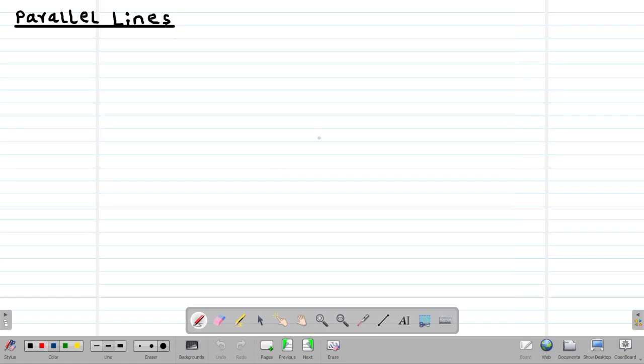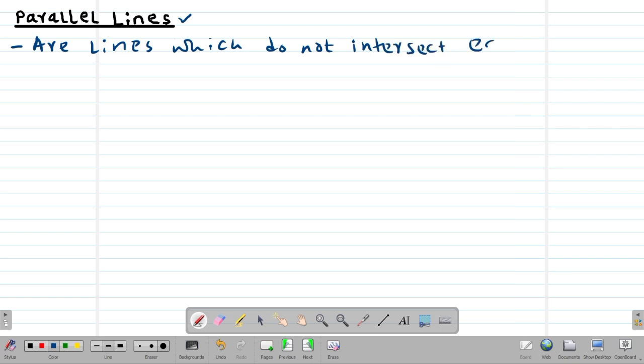Welcome to today's class. It's our second lesson on a Form 2 mathematics topic called equations of a straight line. Today we're looking at parallel lines, and we'll start by defining them. These are simply lines which do not intersect each other. This is what we call parallel lines.